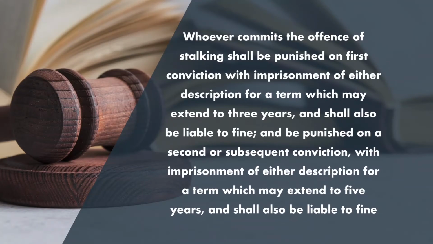this act. Whoever commits the offense of stalking shall be punished on first conviction with imprisonment of either description for a term which may extend to 3 years, and shall also be liable to fine, and be punished on the second or subsequent conviction, habitual offenders, with imprisonment of either description for a term which may extend to 5 years, and shall also be liable to fine.